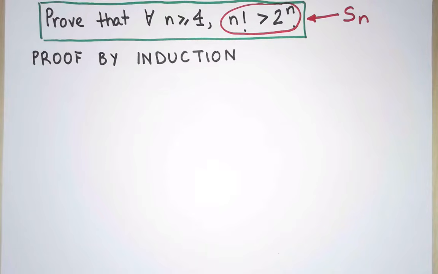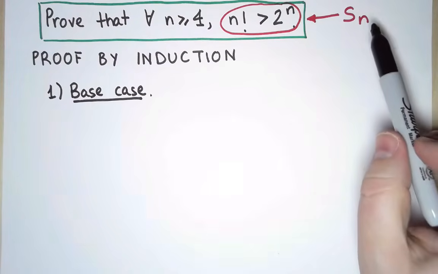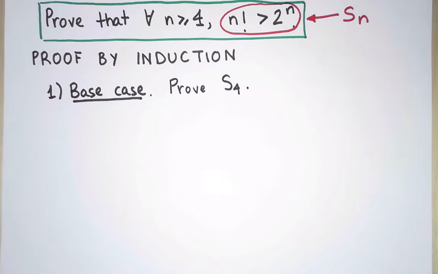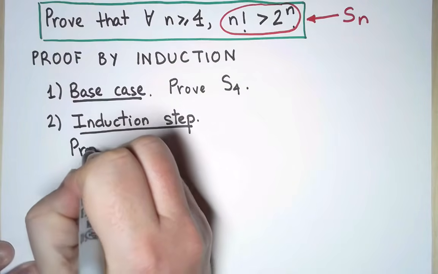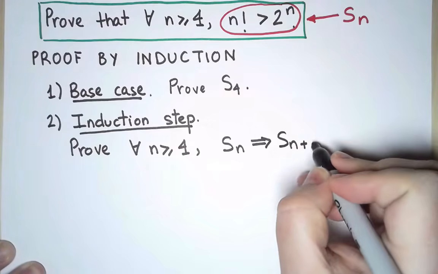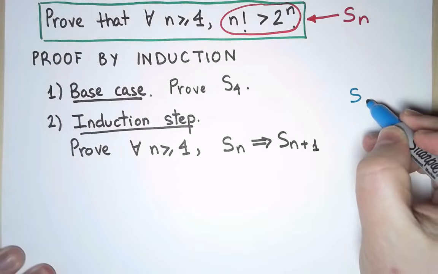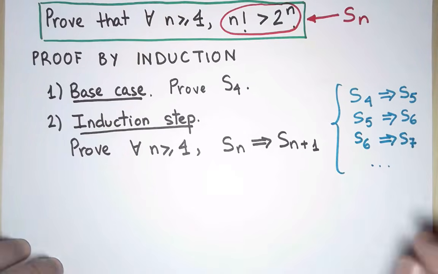Here is the structure of a proof by induction. It has two steps. The first one is called the base case. I need to prove Sn for the smallest value of n, in this case 4. So I just need to prove S4. The second step is the induction step. I need to prove that for every n greater than or equal to 4, Sn implies Sn plus 1. So that means I'm going to be proving that S4 implies S5, S5 implies S6, S6 implies S7, and so on. And I don't need to do anything else.